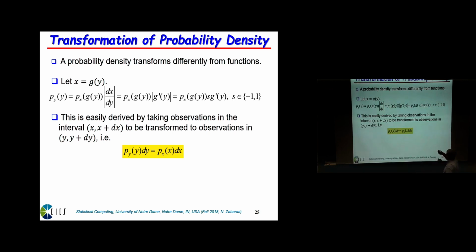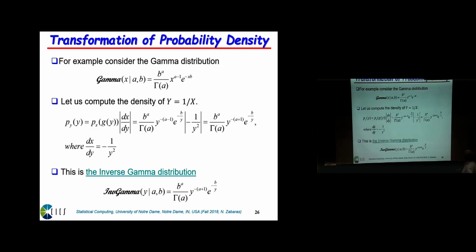The algebra shown here is trivial. There's nothing really. Okay. I got rid of this absolute value and I put the derivative dx over dy as g prime of y, and I put an index s which is -1 or +1. Okay. And I have one example.